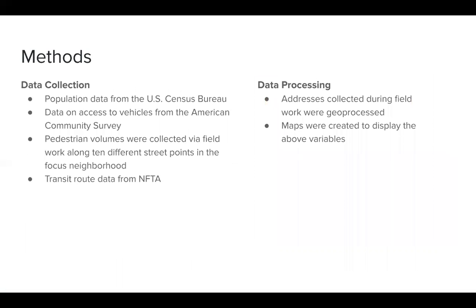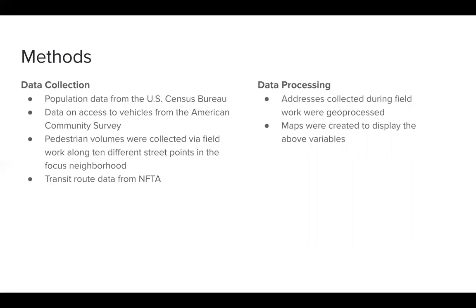Our methodology can be split into two primary components: data collection and data processing. Data was collected in two ways. First, pedestrian counts were obtained through in-person field work along 10 addresses in the focused neighborhood. Additionally, data regarding our variables was collected from online sources. Population data was gathered from the United States Census Bureau. Data on access to vehicles by household was collected from the American Community Survey, and data on transit routes and transit service was collected from the NFTA website.